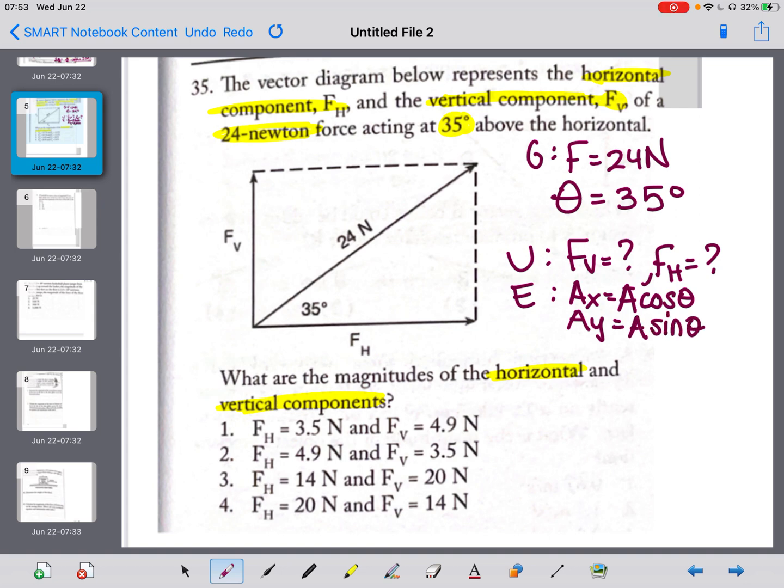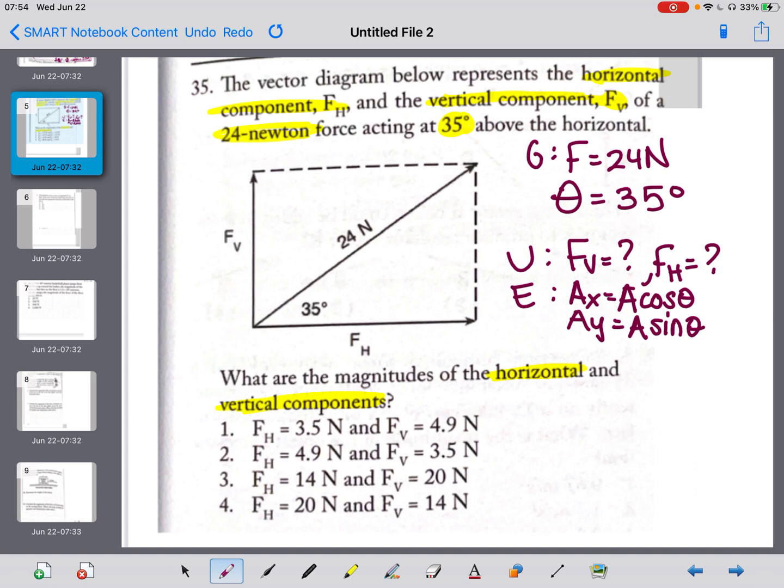You can use them in that form, or you can use FX and FY. It really doesn't matter here. As you can tell, they did say the vertical force and the horizontal force. They're all the same thing. FV and FY are the same. They correspond to the vertical component of that 24 Newton force, and FH and FX also correspond to the horizontal component of that 24 Newton force.